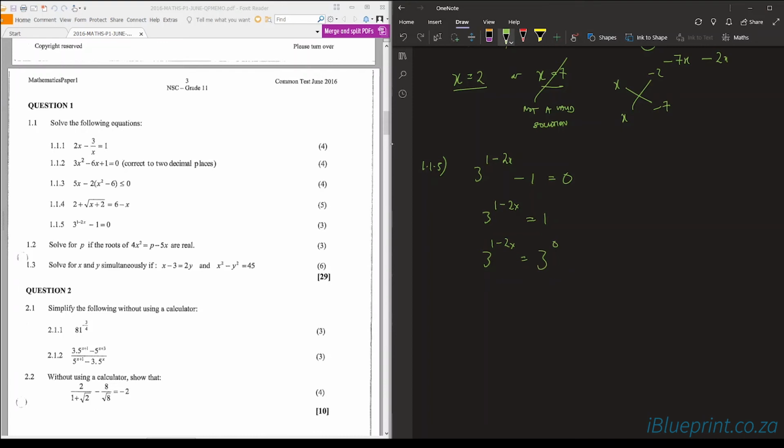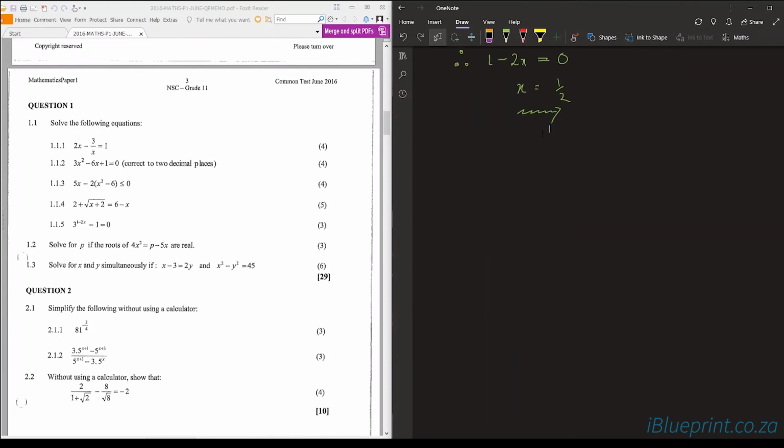And using logic, if 3 raised to something is the same as 3 raised to 0, that something must be 0. So we write therefore, because we're making a logical deduction. 1 minus 2x must be equal to 0, which means x is equal to 1 over 2. You get that by taking 2x to the other side, divide both sides by 2. So x is equal to 1 over 2. That's the solution. Next question, 1.2.